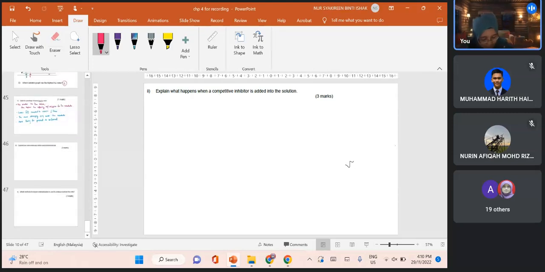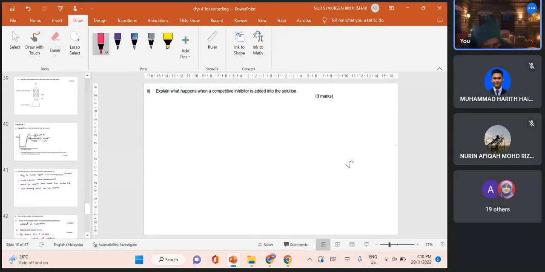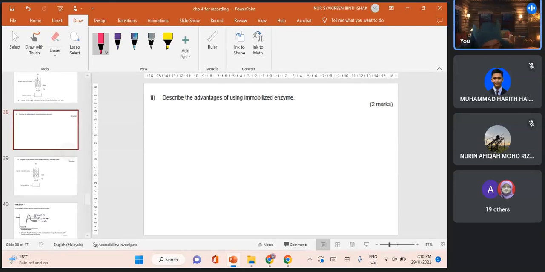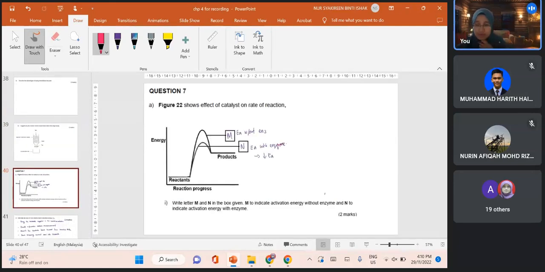So we are going to discuss chapter 4, which is on enzyme, and we are going to look at part B. We are going to discuss question 7 first.